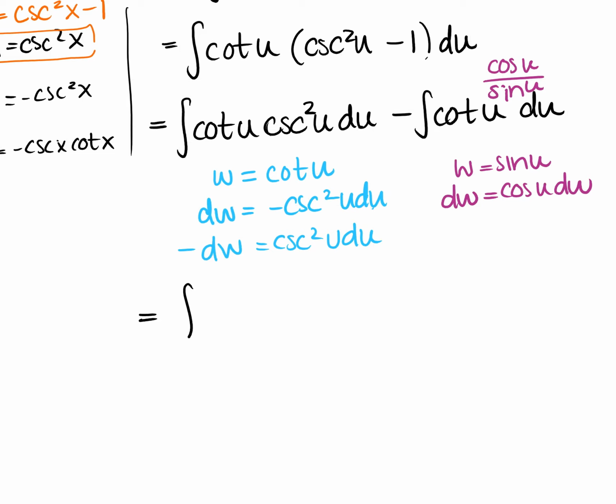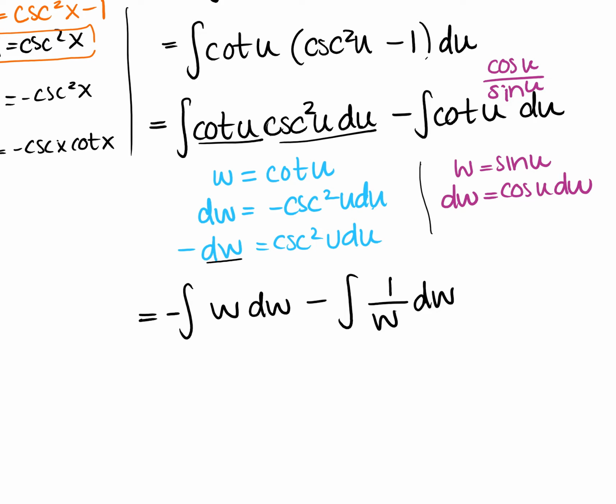All right, so what do I have here? This is replaced with w. This cosecant of u du is replaced with a negative dw, so I'm just going to put that negative out front. Over here, my w in this case is sine of u, and its derivative is just sitting right there. So I have 1 over w dw. And I probably should have used different w's. Let's call that w sub 1. So in this case, I get a negative 1/2 w squared. Over here, I get negative natural log absolute value of w sub 1. And then this is all plus c.